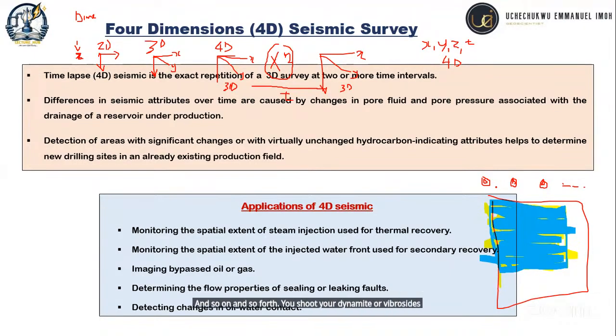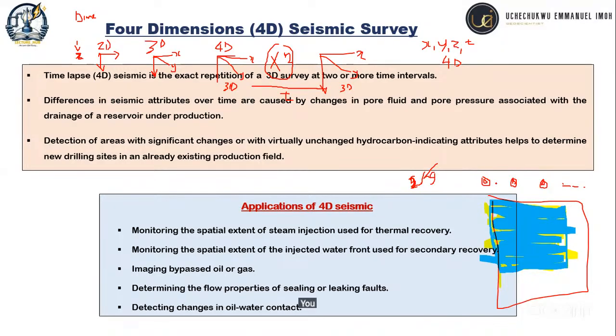And you shoot your dynamite or vibroseis. If it's dynamite they used before, use dynamite. If it's vibroseis they used before, use vibroseis. And you shoot it exactly where you shot it before, using the same amount of dynamite. If they used 5 kg dynamite per shot, or maybe 2 kg dynamite per shot, maintain the same 2 kg dynamite per shot.